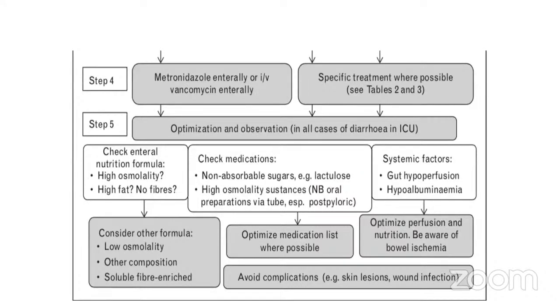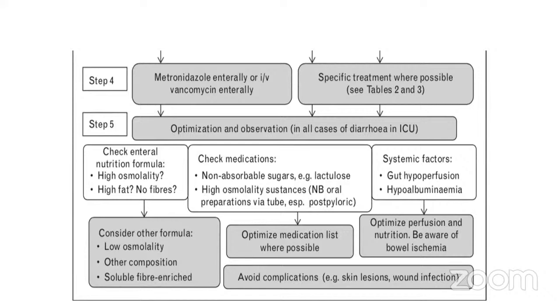So in step 4, you give either fidaxomicin, metronidazole or vancomycin, then optimize and observe all cases of diarrhea in the ICU. Next, the fifth step is to check enteral nutrition. If the nutrition formula has high osmolarity, we need to decrease the osmolarity so that the diarrhea may come down.